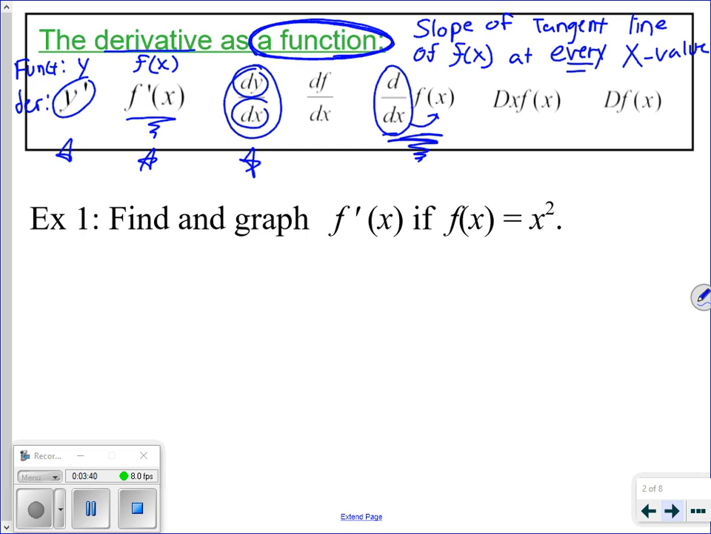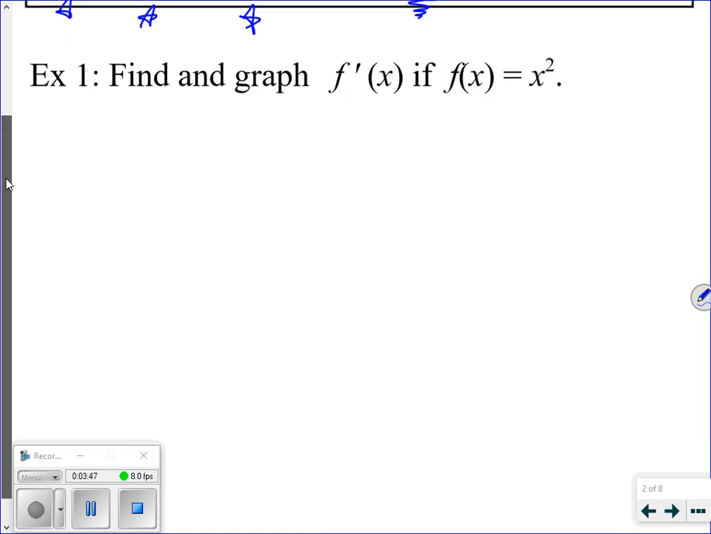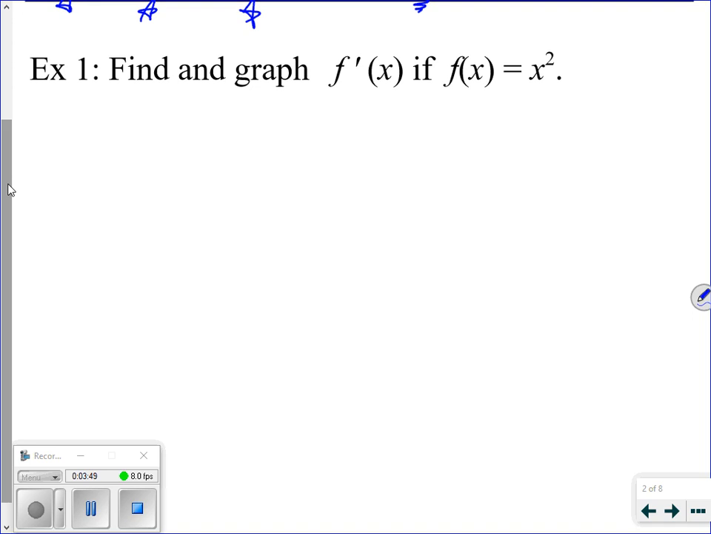All right. Well, let's have a discussion about the derivative as a function. And I like using x squared as my little intro to that. It says find and graph f prime if our original function is x squared. So let's first start off by actually finding what f prime is equal to.